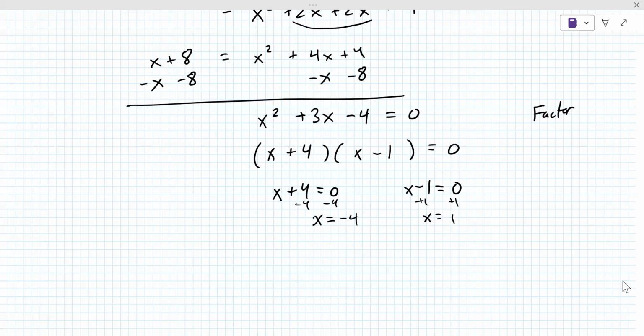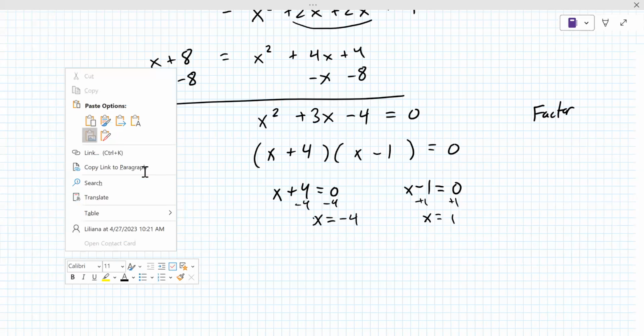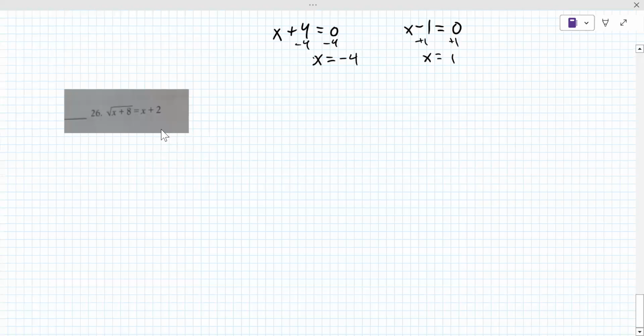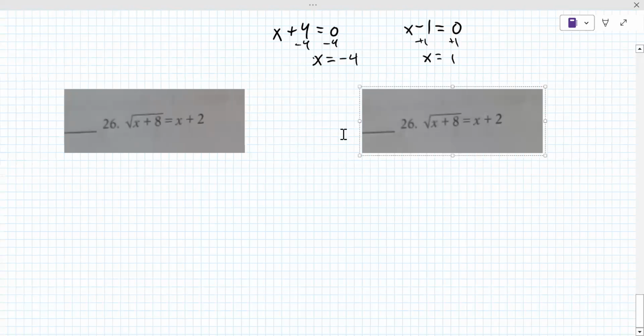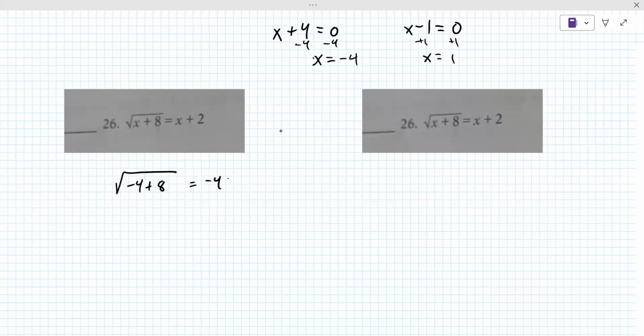All right, now we have to check. So I know it seems like, wow, I can't believe this problem can keep going on, but we need to check. We have to check both of our answers in the original. Okay, so to do that, we put -4 in for x. So it's the square root of -4 plus 8 equals -4 plus 2.